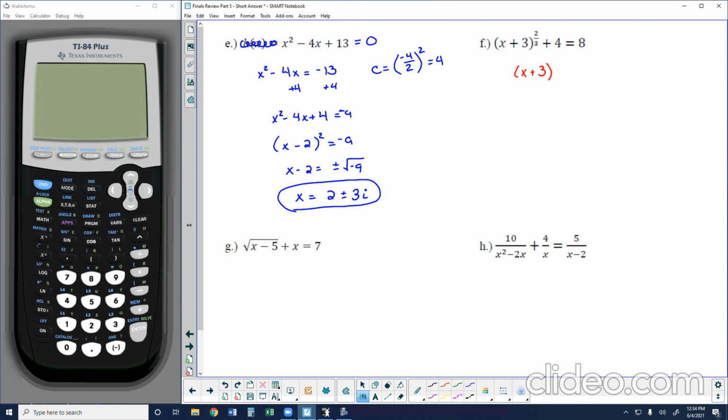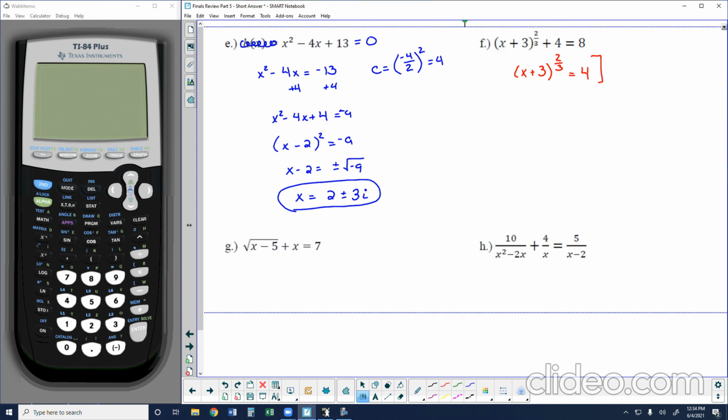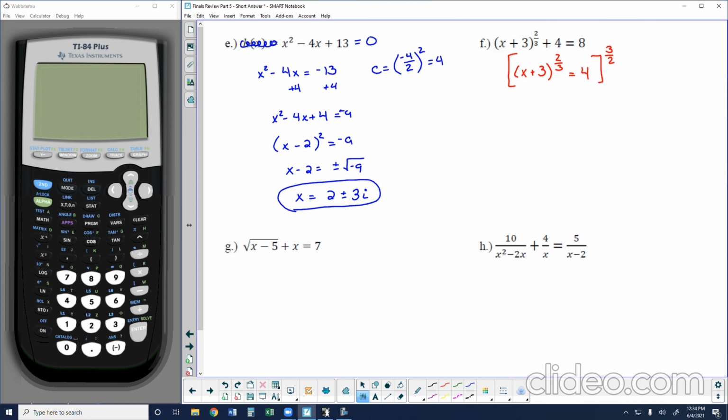I'm going to try to get the variable by itself. And I would take the inverse of addition of 4 and subtract 4. Now I need to get rid of this 2/3 power. In order to do that, I'm going to take the inverse of the 2/3 power, which would be the 3/2 power. If I take the 2/3 power to the 3/2 power, what we would do here is multiply those two fractions. That'd be 6/6, which would be 1.